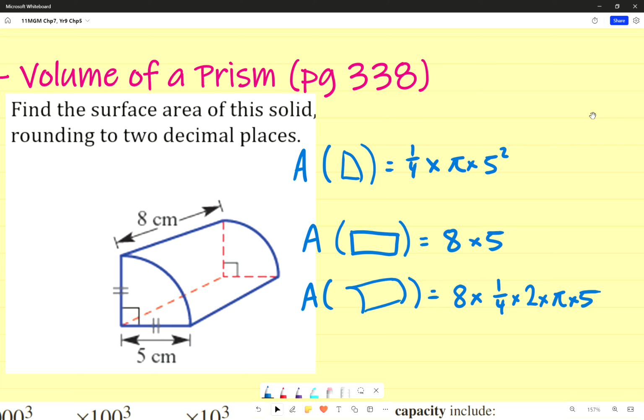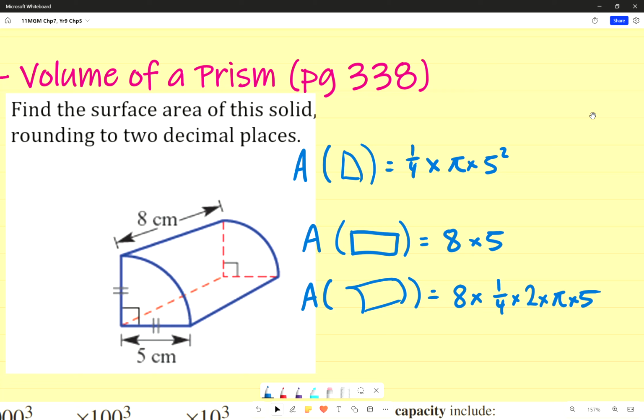This is our introduction exercise 5G on the volume of a prism, page 338. Like I said, this exercise is a little bit easier because it requires a lot less steps than before. But we're going to start with the do now question from the last exercise. Remember that if it's a half cylinder, quarter cylinder, it gets really tricky. You can't really just use the one formula for it.